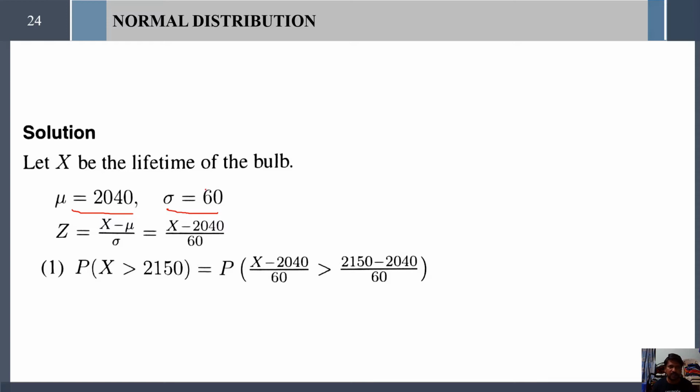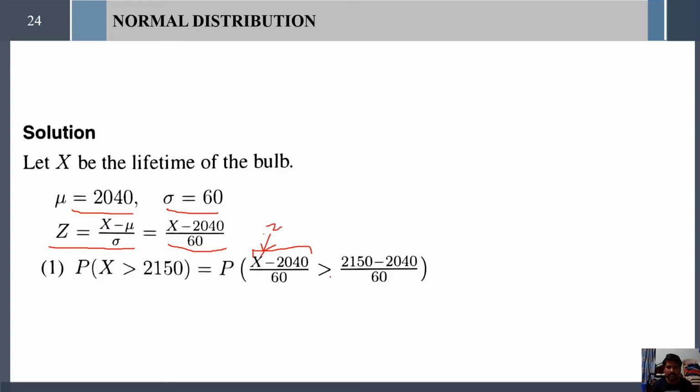Simply substitute the mean value and the standard deviation sigma value in the standard normal variate formula. This is the basic formula of the standard normal variate. Now we have to calculate Z. This entire value is nothing but Z.